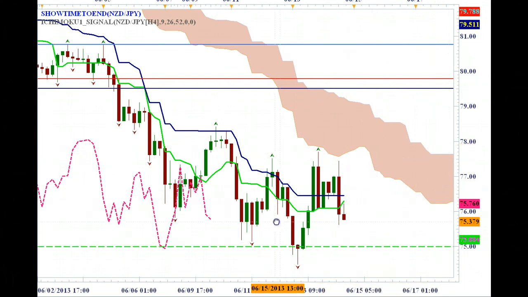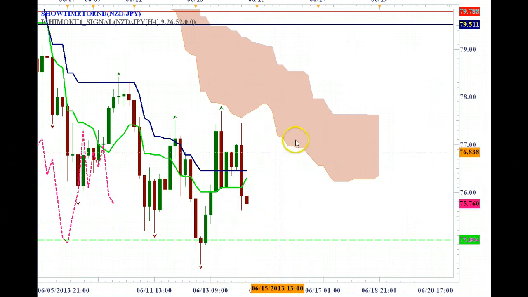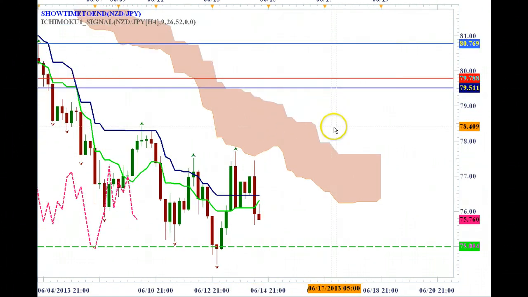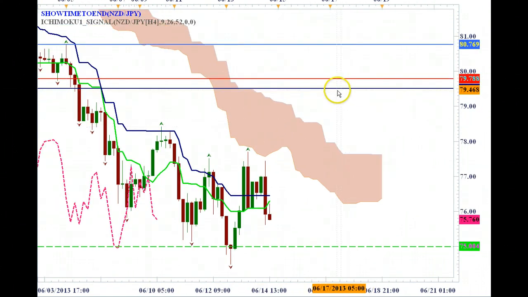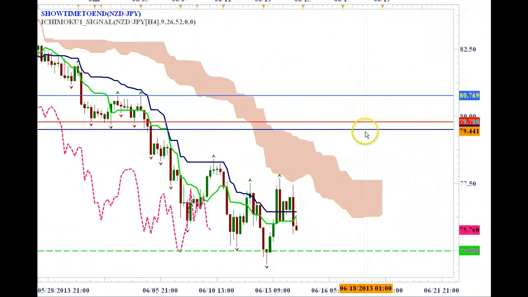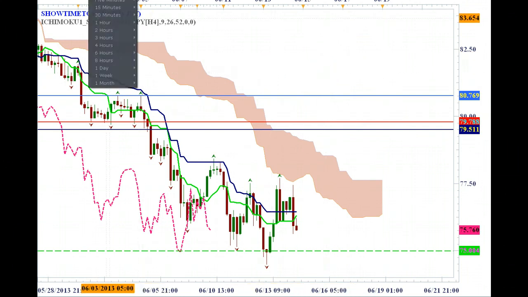If that doesn't work out and it doesn't happen, you wait for the break of the cloud, but be aware of these levels here. And with a really strong run, if we do break the upside, once we break these two levels, we have a lot of upside left. And ultimately this is going to be a long-running trade.